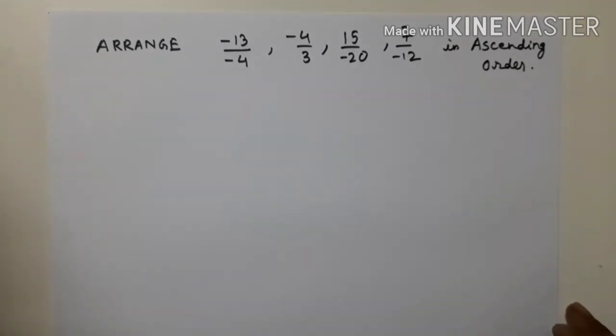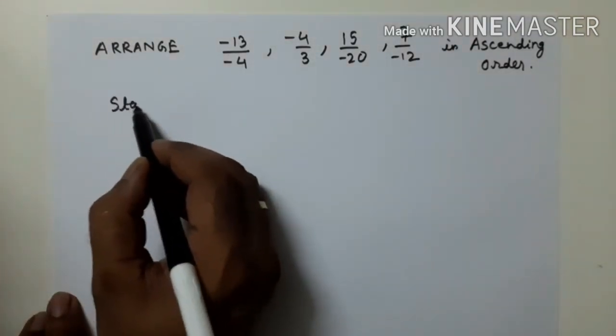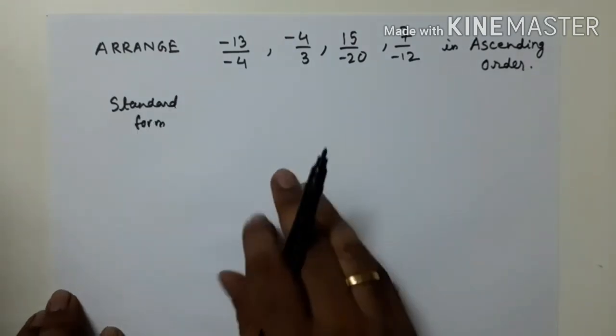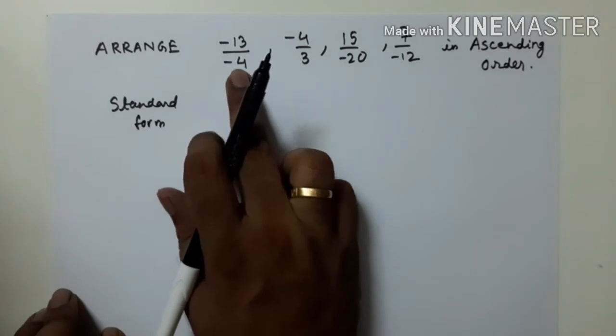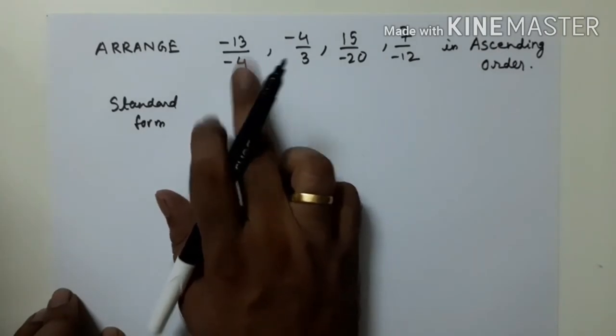Now you can see the first step is the standard form. We have to see whether they are in the standard form or not. So let's check the first one. You see here the denominator is negative. We don't want a negative denominator, we want a positive denominator.